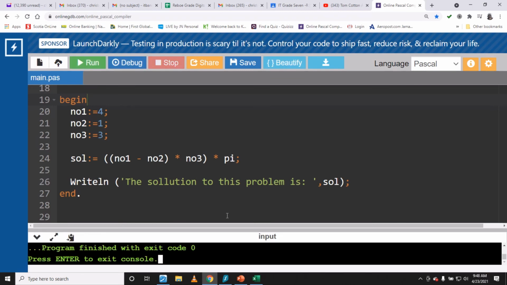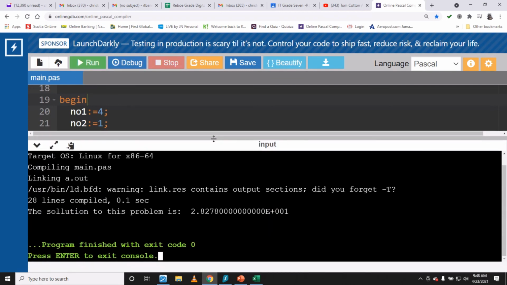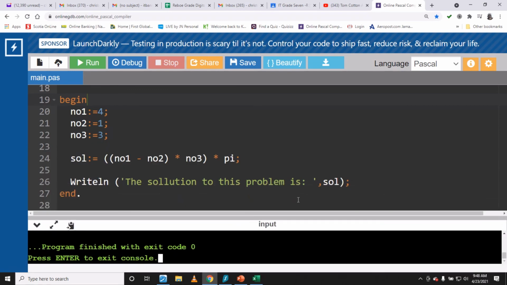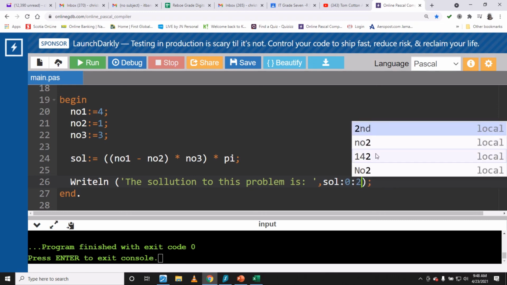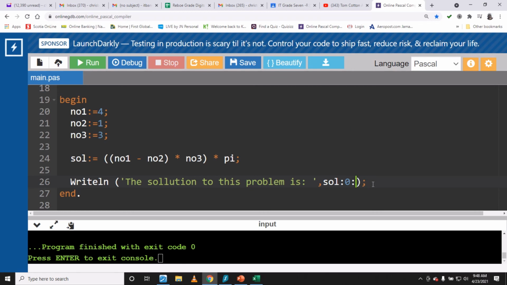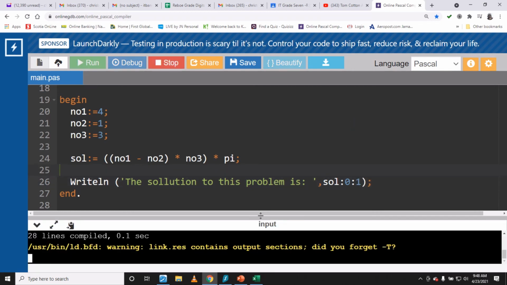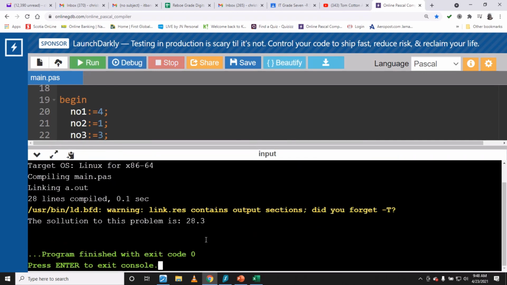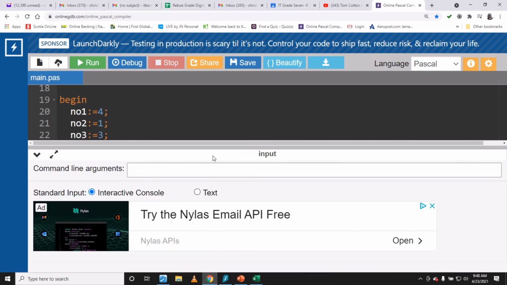Well, in scientific notation, here's the answer: 2 point whatever, which is not really 2 point, it's more like 28 something. But let's format this now. Colon 0 spaces colon, let's say 2 decimal places, just the same. Or let's go back to 1, because 1 was what we were using originally. And then now let's run the program. Program runs fine. 28.3.